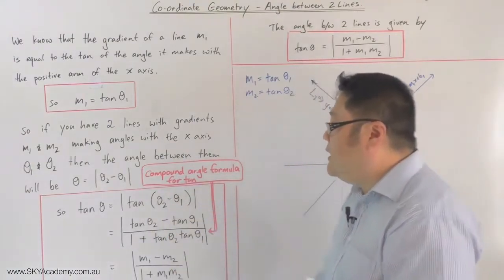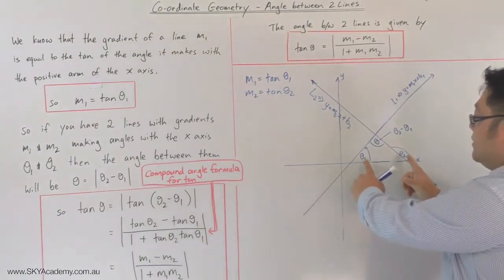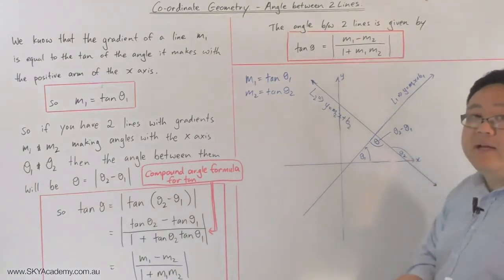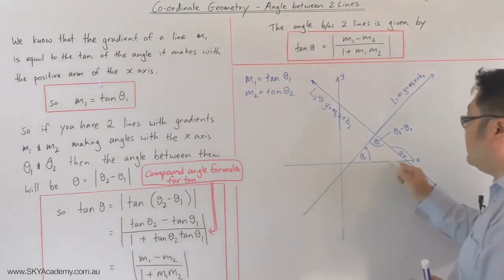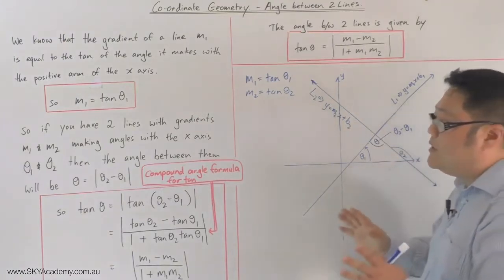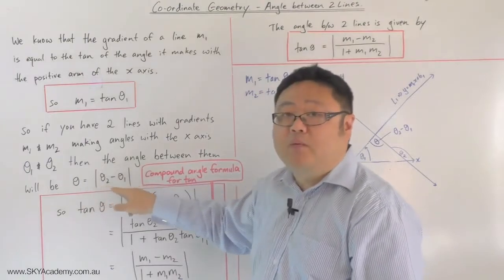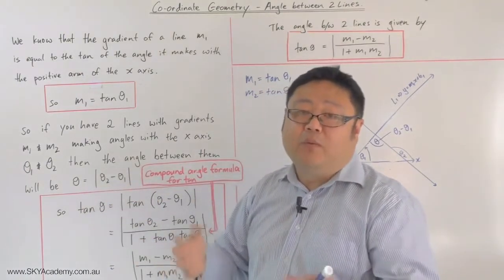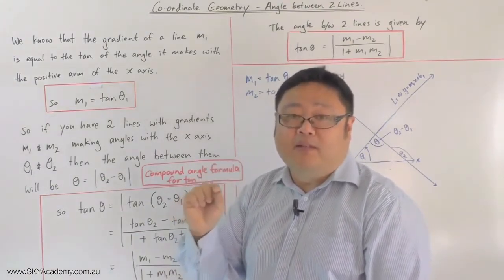All right. Here's the other thing that I want you to know though. Sometimes theta 2 minus theta 1 is not going to be positive. It might be a negative number, the difference between them. So what we need to do is put absolute value signs around theta 2 minus theta 1, because we don't want the angle to be negative. The angle between the two lines, we want it to be the positive angle.